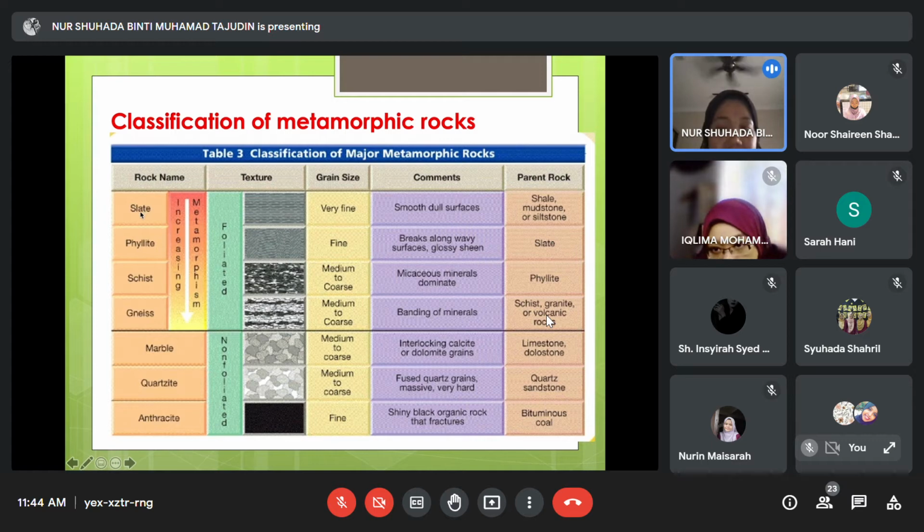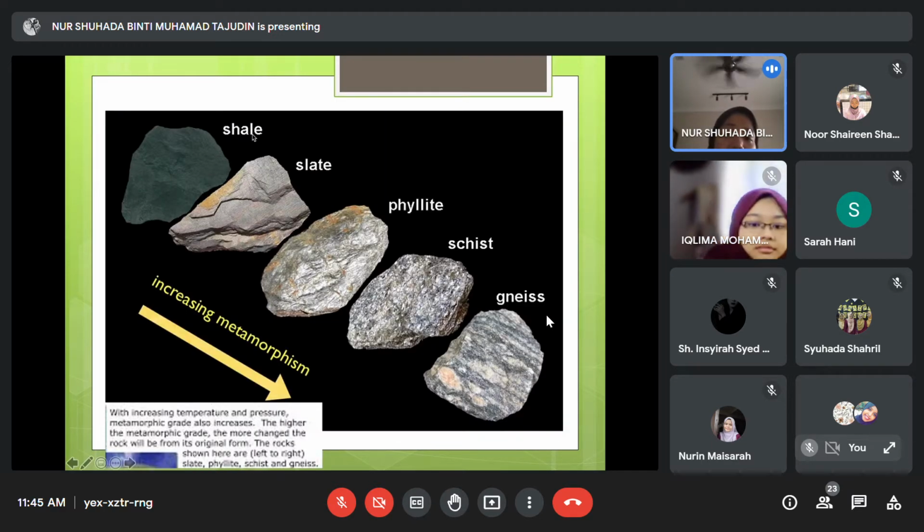Okay, so slate ni parents dia adalah shale, mudstone and siltstone. Okay, so from schist dia actually from phyllite. Okay, so dia punya composition yang berubah dan bentuk dia berubah. Okay, so you don't have to remember this, but you have to know lah. Okay, so this is for examples from shale under the process of metamorphism.